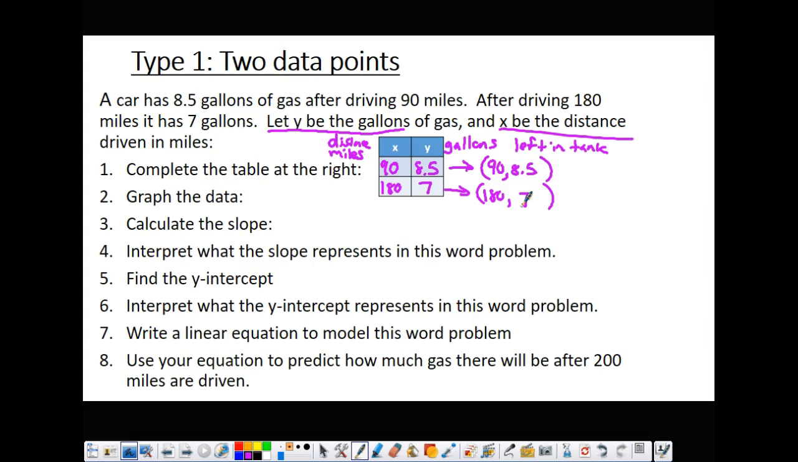All right, here we go. So complete the table at the right. Basically, the first thing you need to do is take the numbers out of your story problem and put them in the table, right? But you have to pay attention to which one is X and which one is Y. Okay? All right, we're going to go ahead and graph this data now.